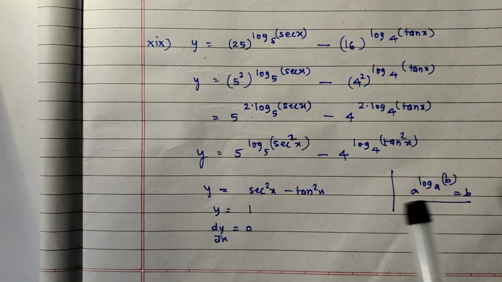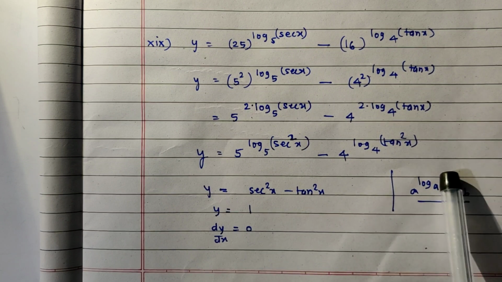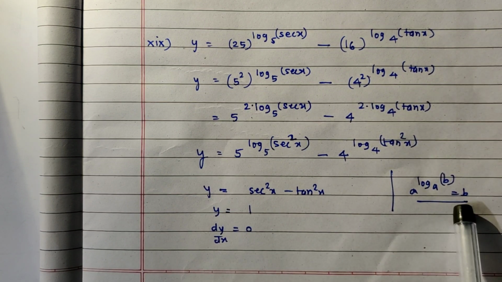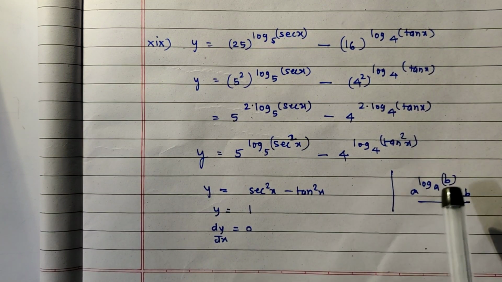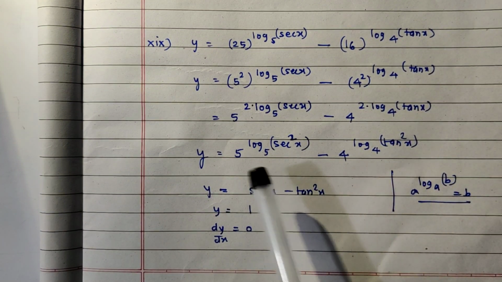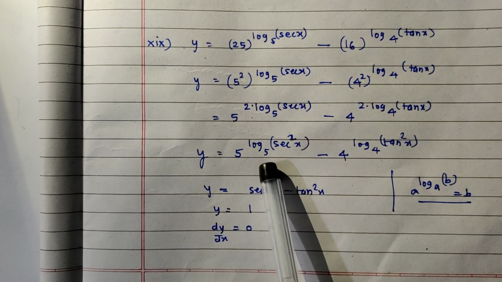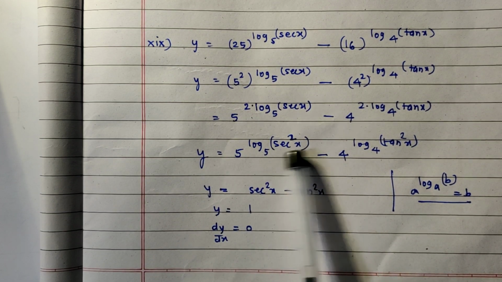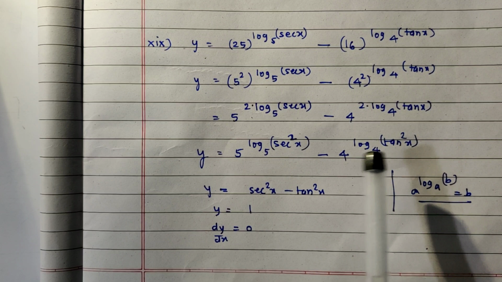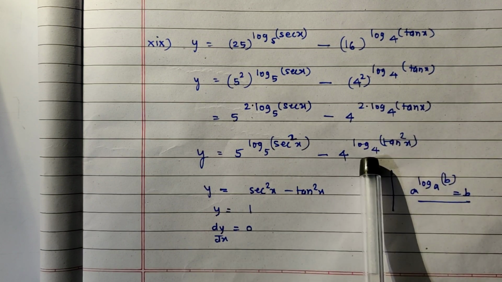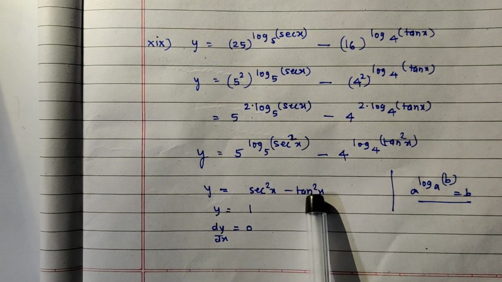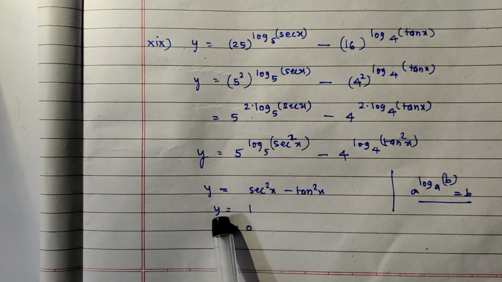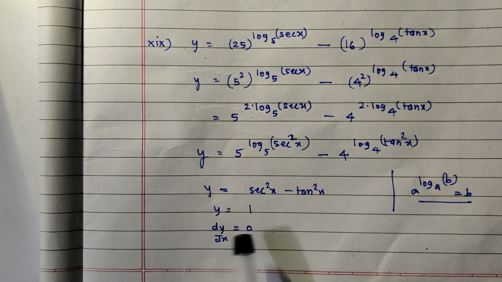So we will use this property of logarithm, a raised to power log b to the base a is equal to b. It is of this form, a raised to power log b to the base a. So that is equal to b, means sec square here. A raised to power log b to the base a, that is b, tan square here. Sec square minus tan square, we have identity, y is equal to 1 and derivative will be 0.